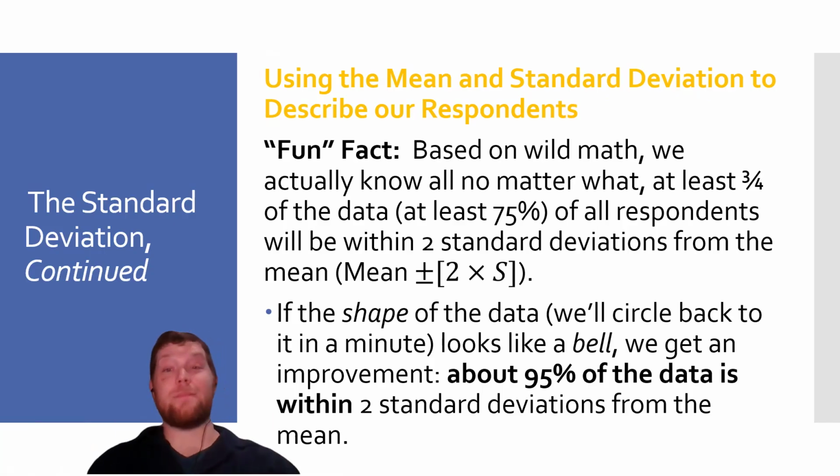Now, if the shape is actually a bell, then we get about 95% of the data. And that's really, really nice because that means we know just about what most people seem to be ranging or varying by.